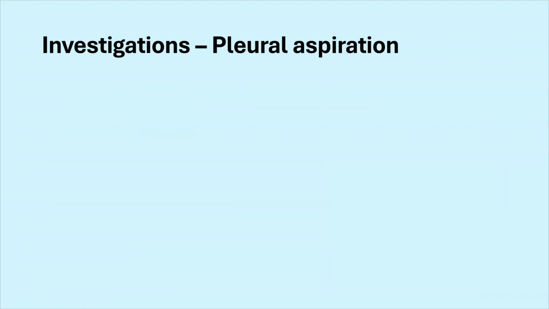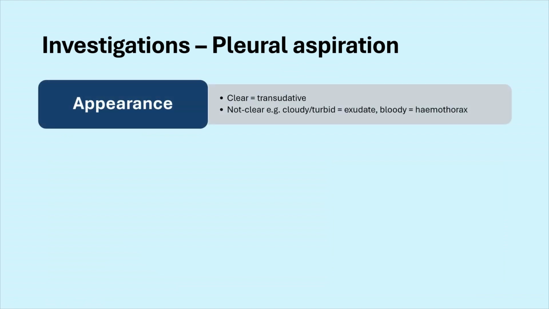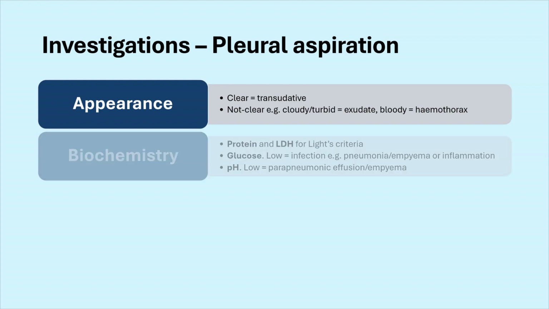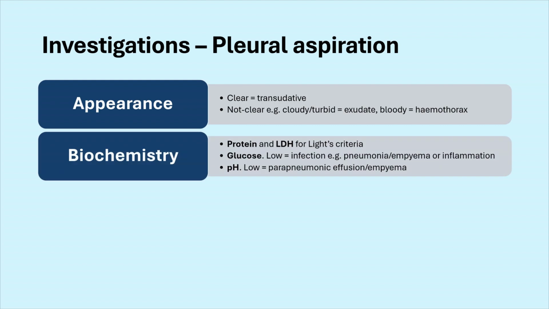So what do we do after the imaging? We want to aspirate it to see what's in that fluid. We can essentially see how it looks. If it's clear, it's generally transudative, although this is not a good way to diagnose it. But we generally send it for biochemistry, especially protein level and lactate dehydrogenase levels, which can be used to determine the Light's criteria. The glucose level.